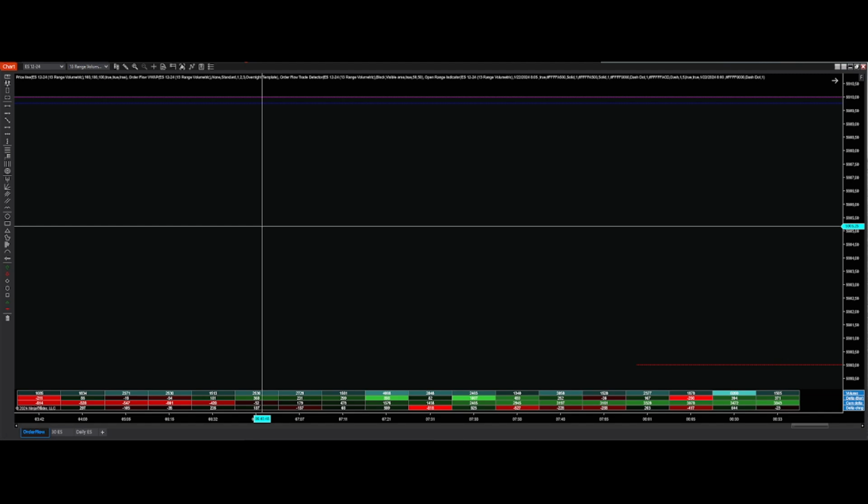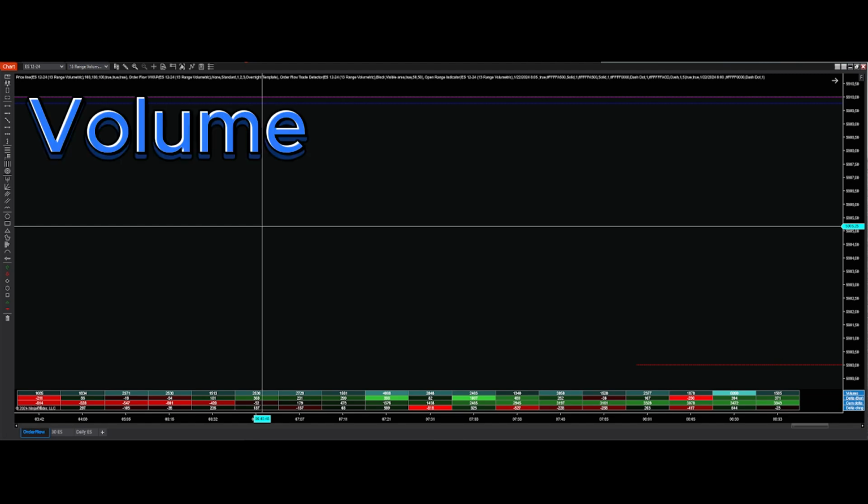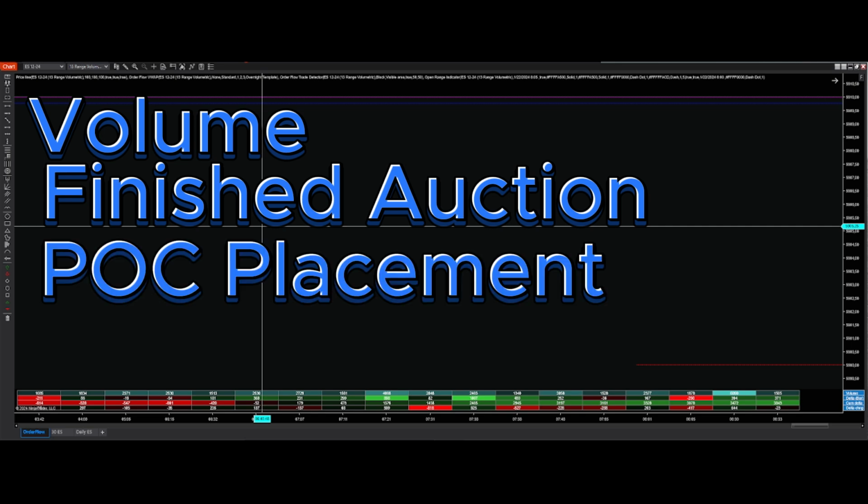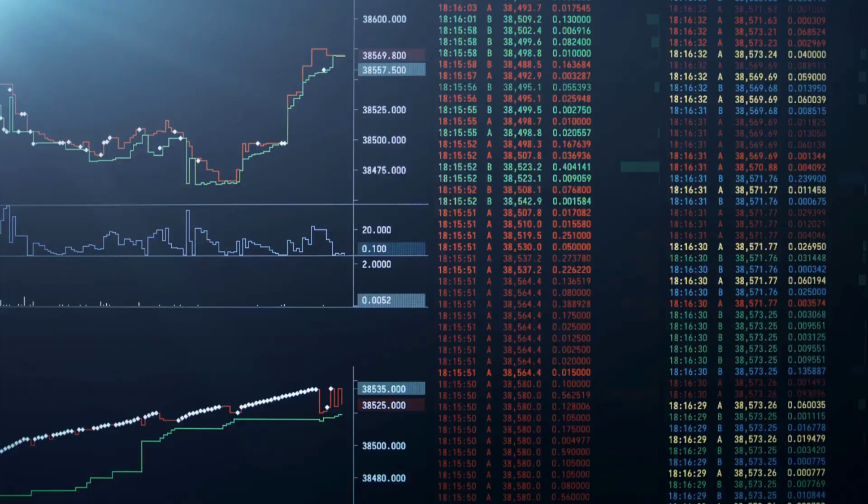Now, the three basic things I look for in a footprint are volume, finished auction, POC placement, and as a bonus, delta imbalance.